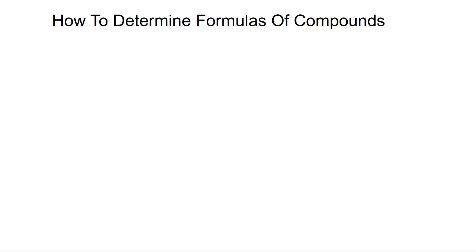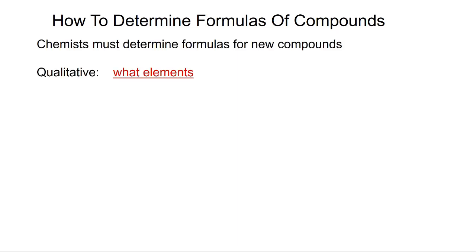Let's move on to figure out how to determine the formula for a chemical compound. Keep in mind that chemists, when they're determining formulas for new compounds, need to know 2 pieces of information. We need to know the qualitative part, what elements are present, and we need to know the quantitative part, what mole-to-mole ratio those elements exist in.